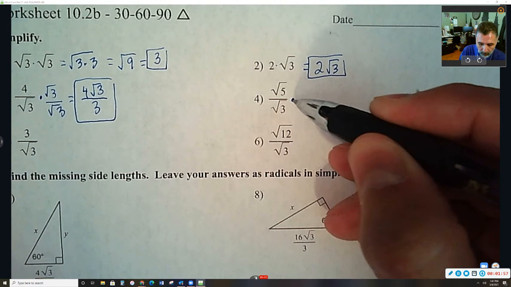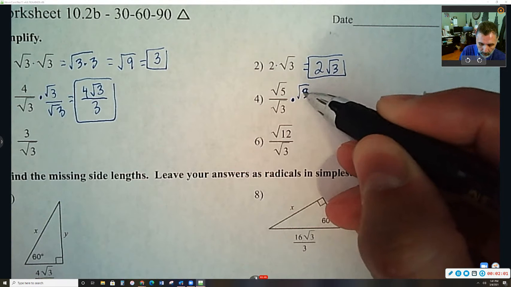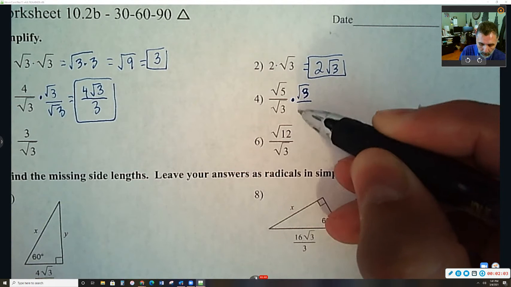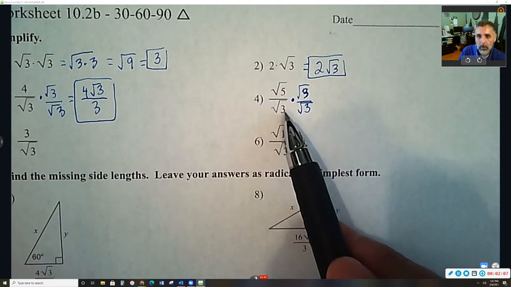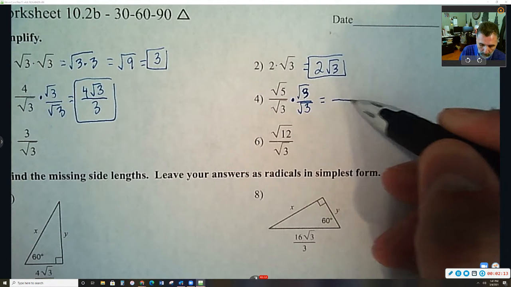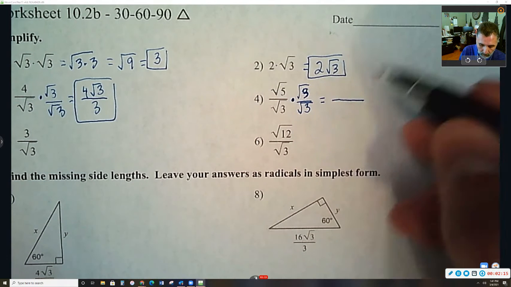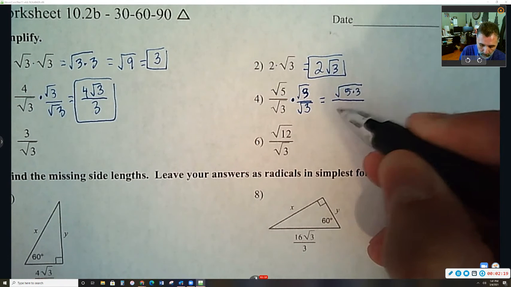So again, we want to get rid of any square root in the denominator. And actually, we're going to multiply the top and the bottom by the square root of 3. Now, why the square root of 3? Because that's the one that's in the denominator. And that's what I want to eliminate. Okay, remember, when you're multiplying two square root numbers, you can actually bring them both underneath one square root.